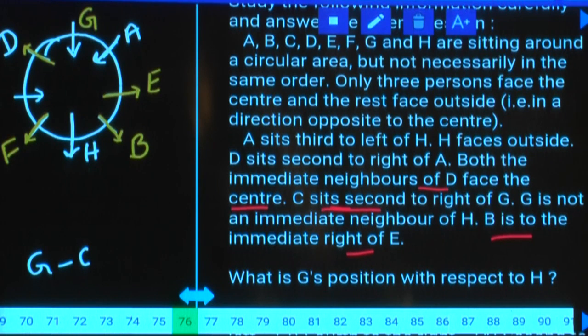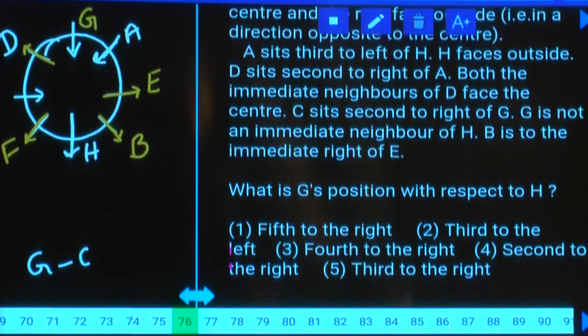Done with this? Question number 76. What is G's position with respect to H? Tell me the position of G, either fourth left or fourth right, because these two persons are opposite to each other. And what is given here? Fourth to the right is given, that is choice 3.